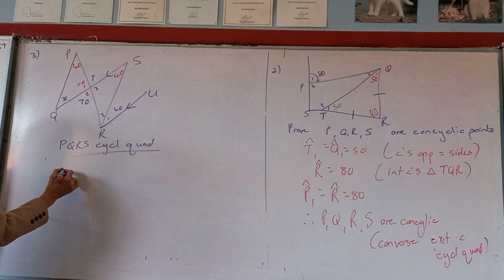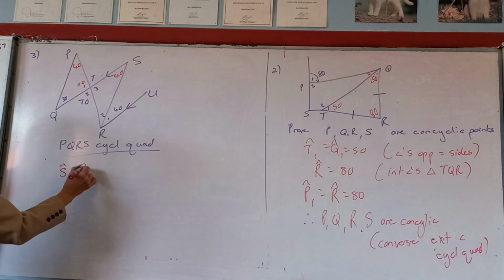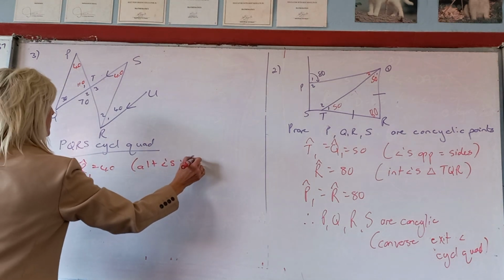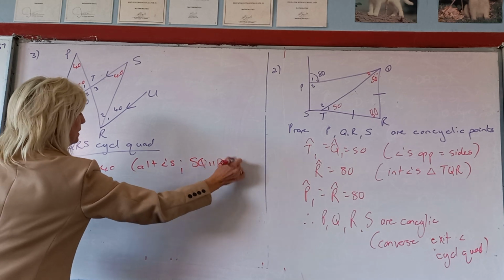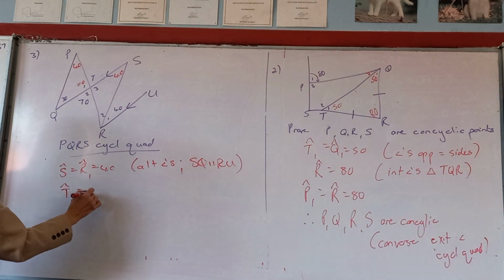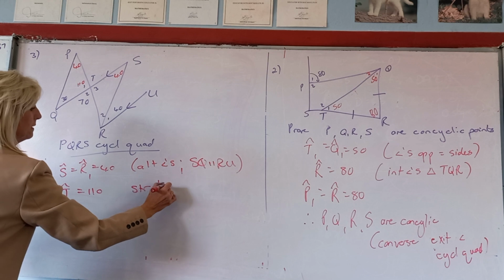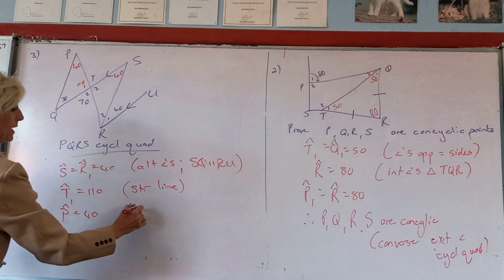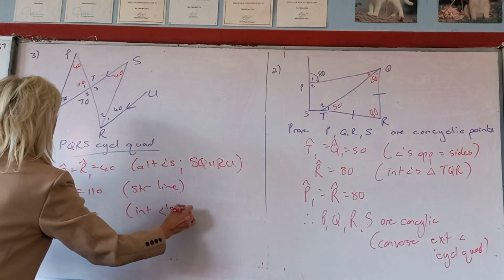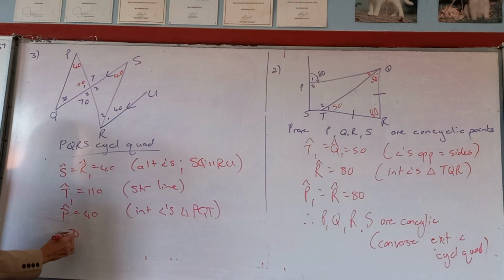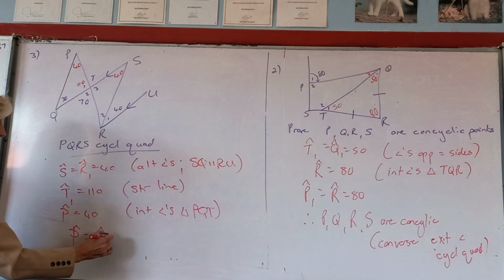So what were my steps? I said that S was the same as R1 because of alternate angles and because of SQ and RU being parallel. Don't forget to write that, otherwise you don't get the mark. Then we had that T1 was 110 because of a straight line. And so I got to P being 40 because of the interior angles of triangle PQT. Then what am I seeing? That angle P is the same as angle S, which was 40.